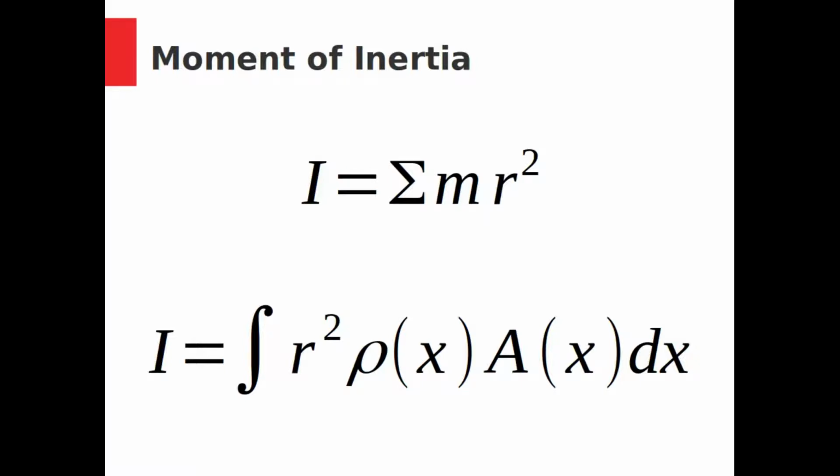Fortunately, we have a quantity that encompasses all these factors. It's called moment of inertia. It is symbolized by the letter capital I, and it has units of kilograms meters squared. Moment of inertia always has to be calculated with respect to the center of rotation, which may or may not be the center of mass.